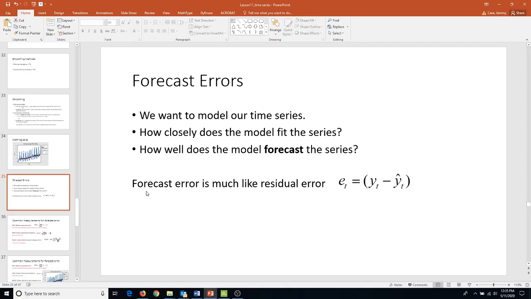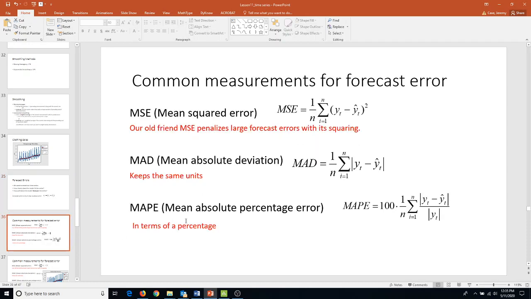Now, to determine how well the average works, we have to talk about the forecast error. This is very similar to our residual error, and it's pretty much the same thing. It's what our observed value is minus what our forecasted value is, what our predicted value is in regression terms. So how closely does the model fit? There are common measurements for time series.